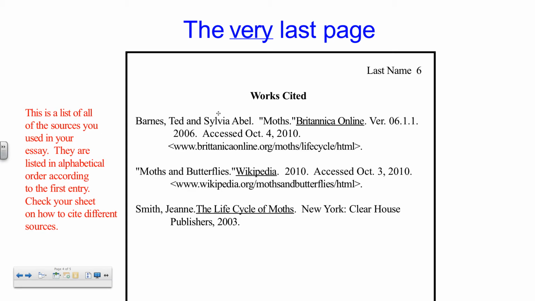Your works cited is a list of all the sources you had used in your essay. So they're listed in alphabetical order according to the very first entry. So Ted Barnes and Sylvia Abel wrote this particular article. Let's just pretend that I used it. Barnes, comma, Ted, B. This one didn't have an author, so it just starts with the title of the article, Moths, and this is a book from Gene Smith. Okay, so we have B and M and S, okay?